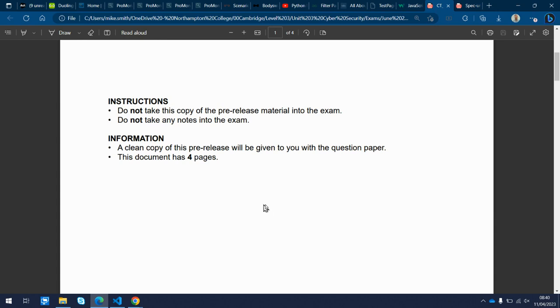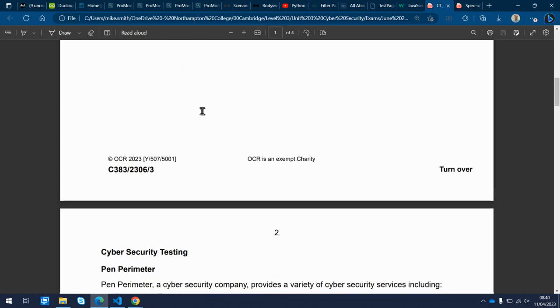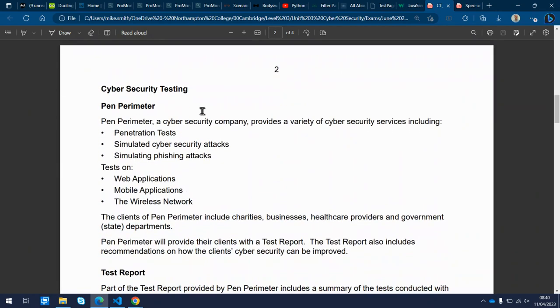So it is 4 pages long. And it focuses almost entirely on the testing and the documentation that is produced during and after that testing process. So let's have a look. The scenario is there is a company called Pen Perimeter.